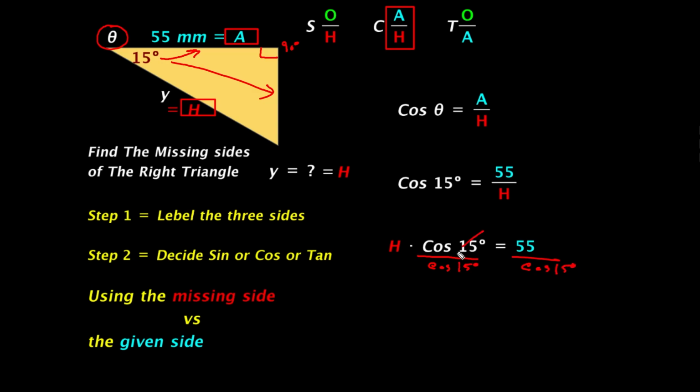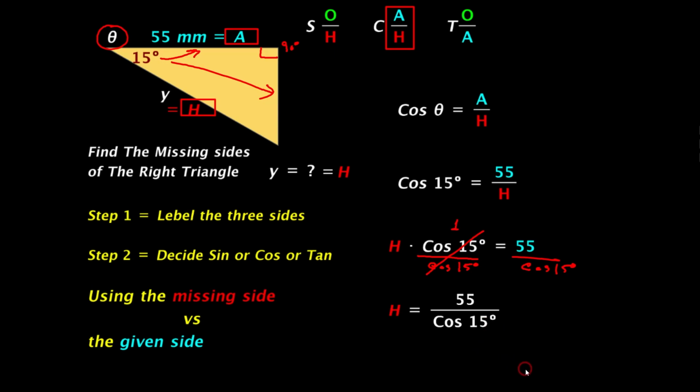Doing that, the cos 15 divided by cos 15 becomes a 1, so the left side is going to be isolated just with an H. And when we do so, the next line is H equals 55 divided by the value of cosine of 15 degrees. And we are almost done. All we have to do is, we have learned in previous videos in the introduction how to find the value of cosine of 15 degrees.